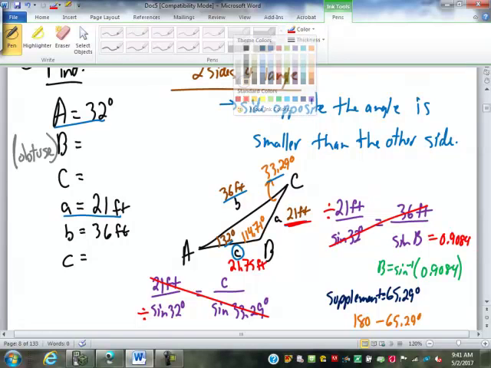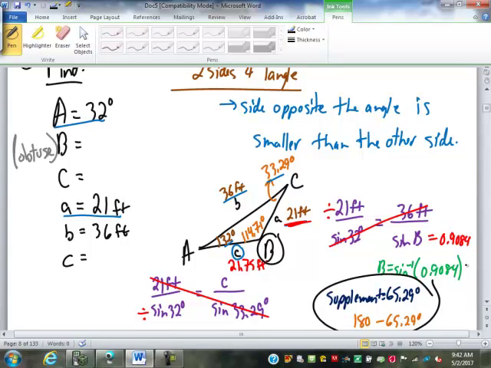Any questions? So that's probably the most difficult problem we could get for a law of sines, is when you know that this angle here has to be obtuse, you have to remember to do the supplement of what you get when you do that inverse sine.